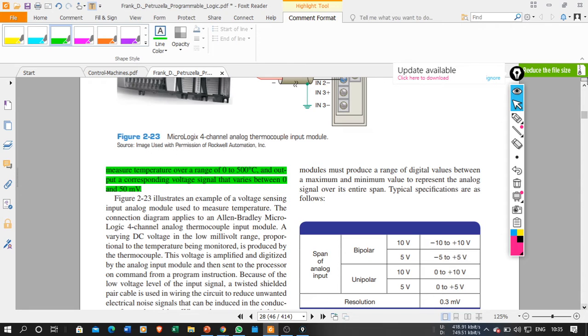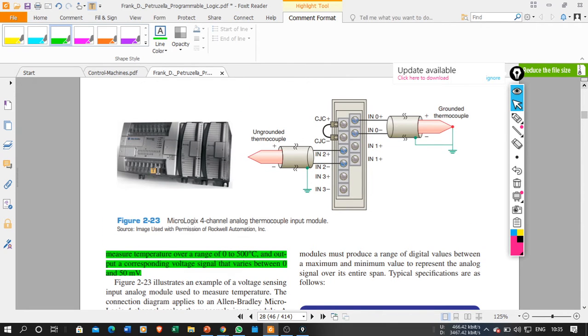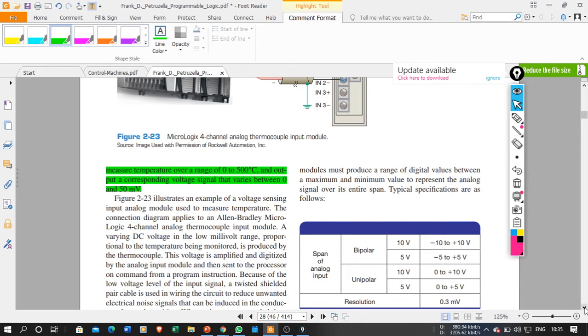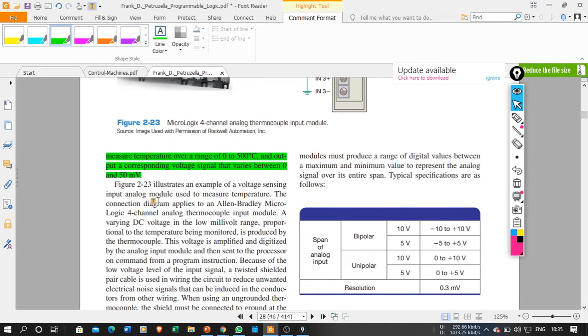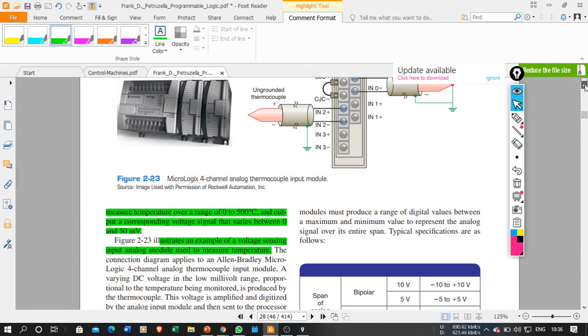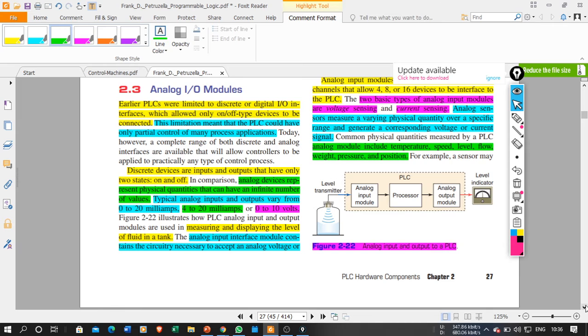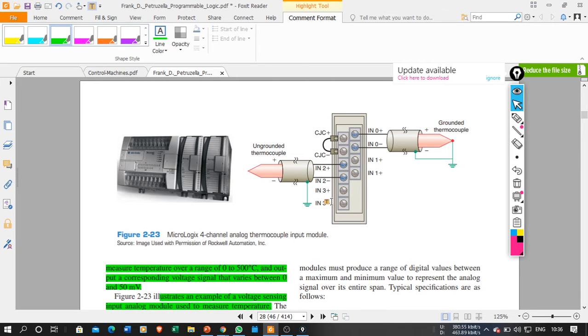Then 5.23, this is the diagram which was shown for the temperature measurement. This is the industrial PLC that can be used. This is the modular PLC. This is your PLC module, the input module and the output module. Additional modules may be connected to this one as required. Okay, this illustrates an example of a voltage sensing input analog module used for temperature measurement. The connection diagram applies to the Allen Bradley MicroLogix 4-channel analog thermocouple input module. Whatever connection diagram they have given, this is the analog module, having 4 channels.